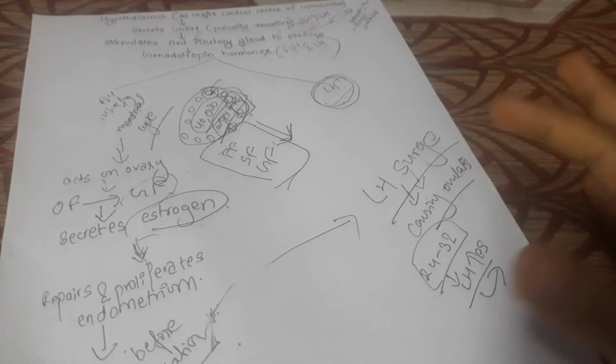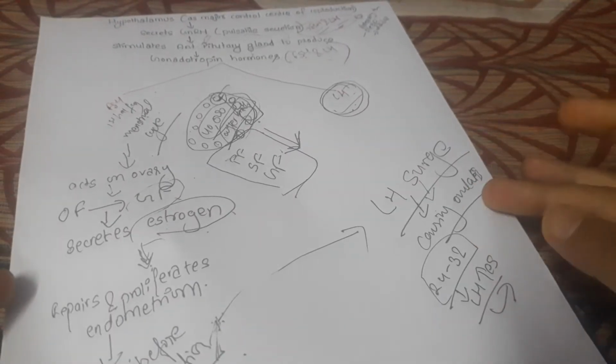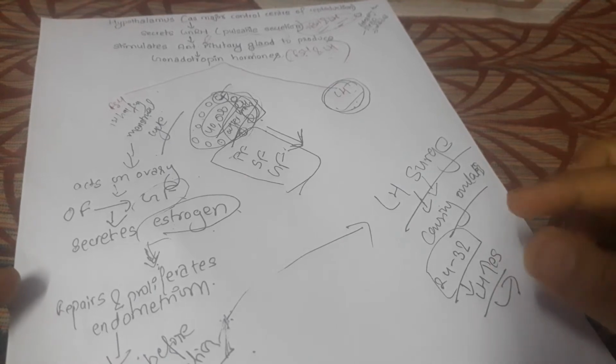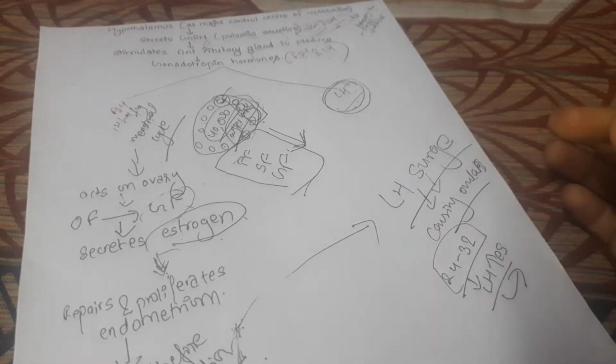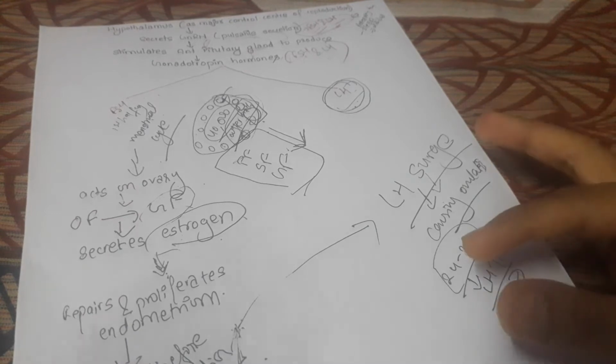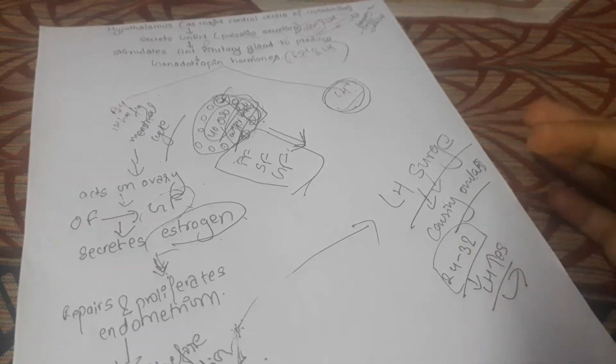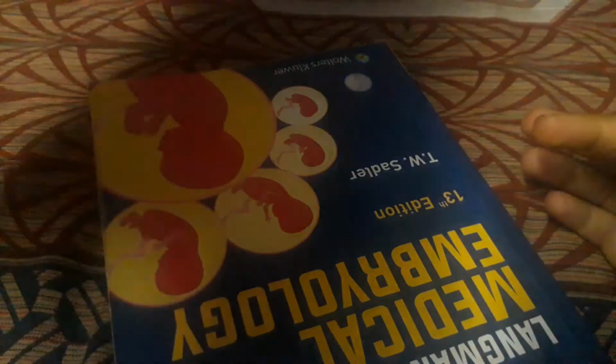Now, after the LH surge, which causes ovulation, because LH surge means the excessive secretion of LH occurs 24 to 32 hours before ovulation. After the peak time of the LH surge, ovulation happens.